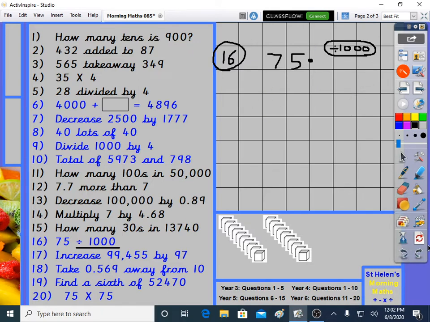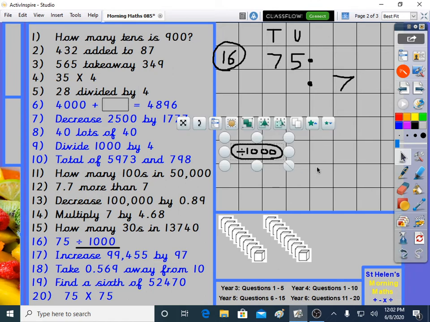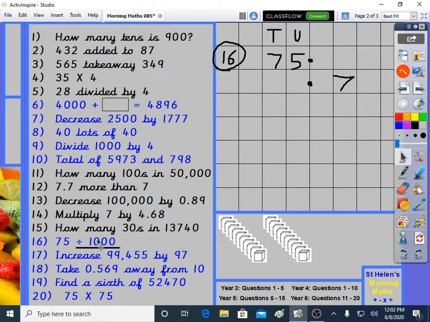Okay. 3 zeros. 1, 2, 3, which means 3 places smaller. So the 7, instead of going in the tens column like it is at the moment, it's going to get 3 places smaller. 1, 2, 3. It's going to go right over there. Let's see if I can move this without dragging everything about. I don't even really need to write divided by 1,000. I know I'm dividing by 1,000. So 3 places smaller. I just want to put the hats on, basically. That's why I moved it.